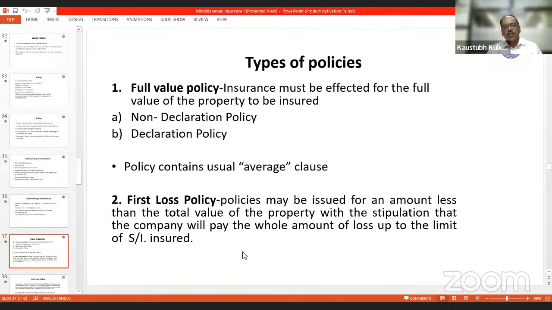Now, first loss policy. What are the first loss policies? These policies may be issued for an amount less than the total value of the property, with the stipulation that the company will pay the whole amount of loss up to the limit of sum insured. That is, the insured will choose what amount of loss he may incur, and the total loss is a remote possibility.